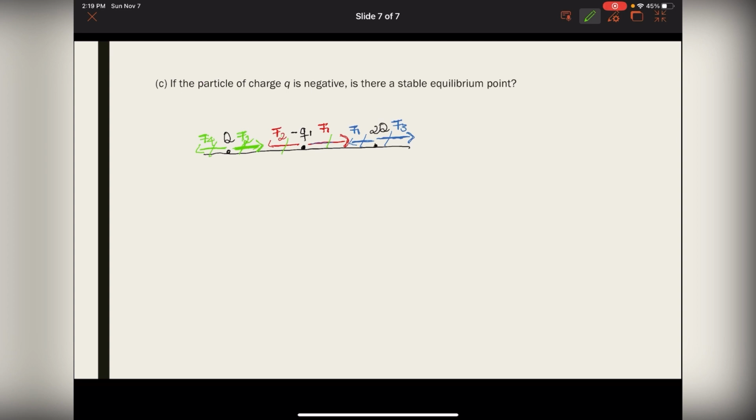So a negative Q charge at the right position, which we will find out later, will keep the system in equilibrium.